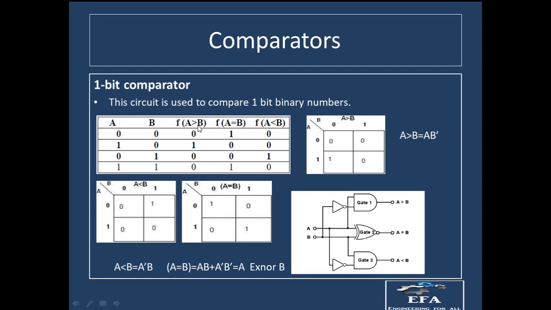We have to make the K maps individually for all these three outputs, right? So first we'll make the K map for A greater than B. You can see straight away that you can solve this equation without the use of the K map by looking at where the value of 1 is coming. 1 is coming at this position and all the rest of the positions are 0. At this 1, A is equal to 1 and B is equal to 0, therefore we can have the output as A B complement.